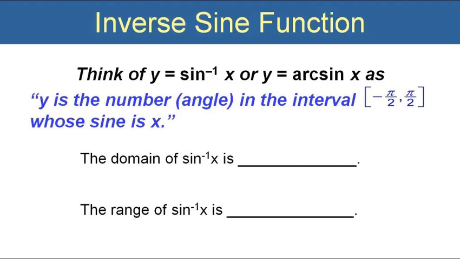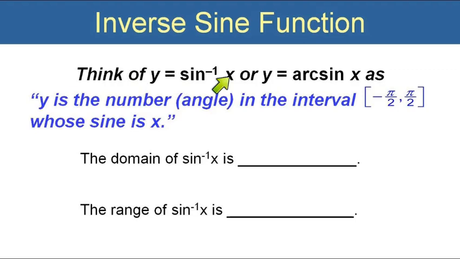Okay, now when you see y equals sine inverse of x, or y equals arc sine of x, this is what you say to yourself: y is the number, or y is the angle, in the interval from -π/2 to +π/2, whose sine is x. Remember, the y is going to be an angle. The result of an inverse sine is always to tell you the angle.